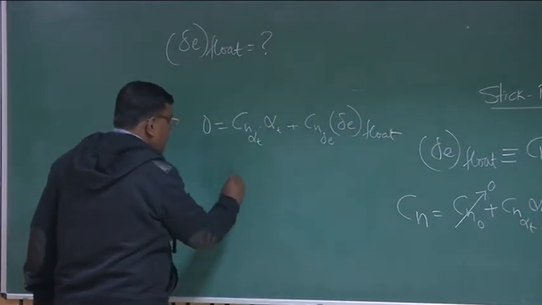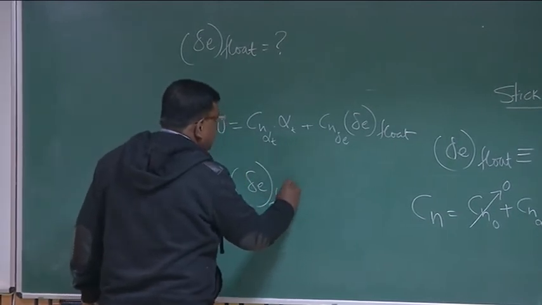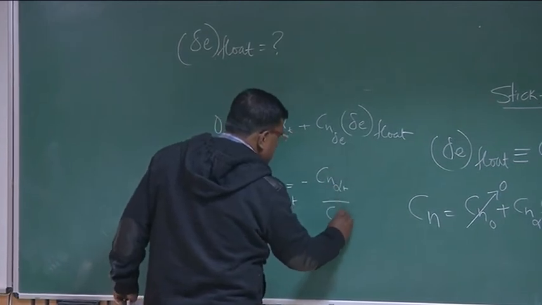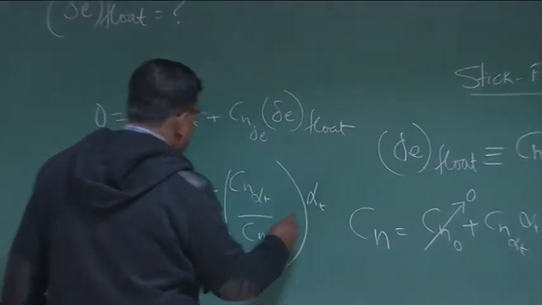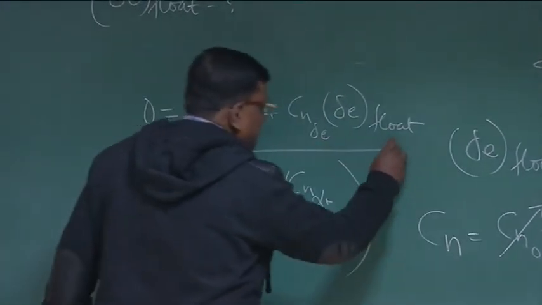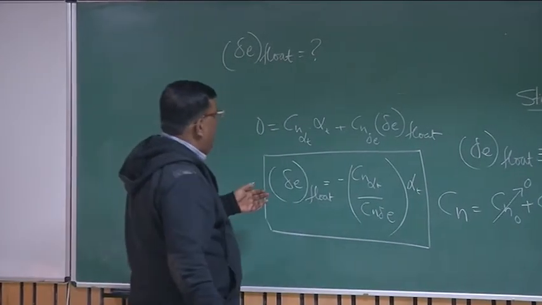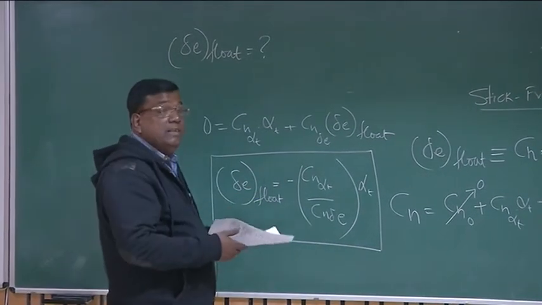So what is delta E float? Delta E float is nothing but minus CH alpha t by CH delta E into alpha t. Very important relation. How your mind get excited now? See, whether delta E float will be up or down, who decides that?